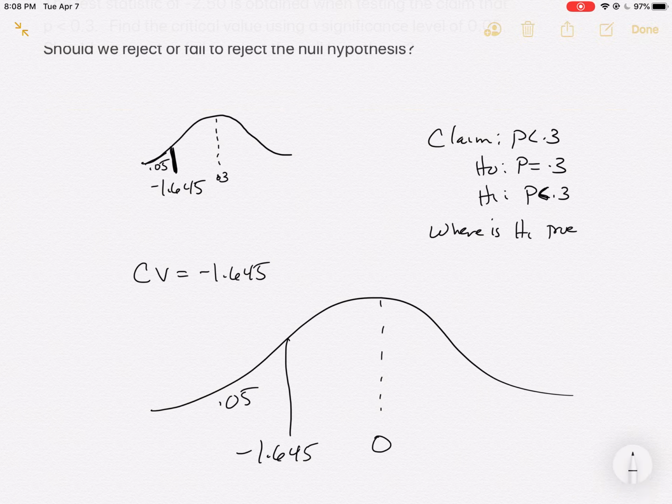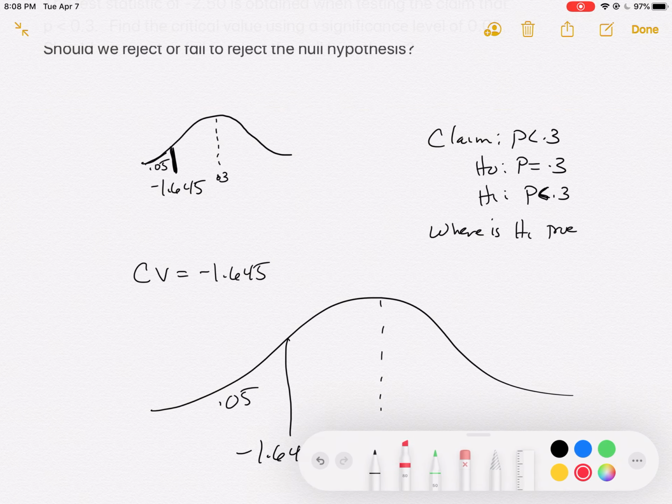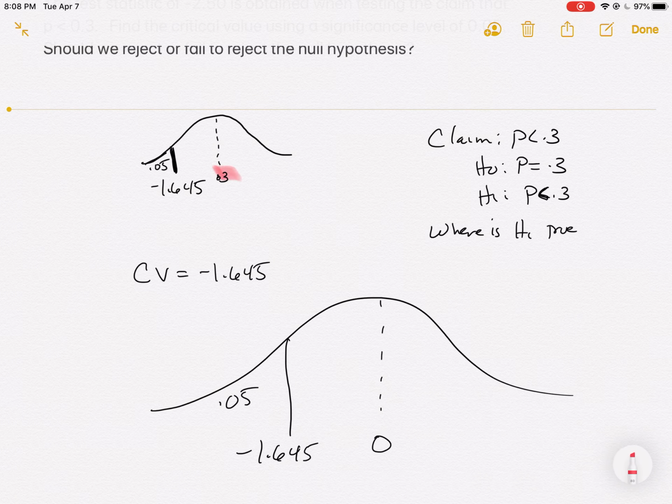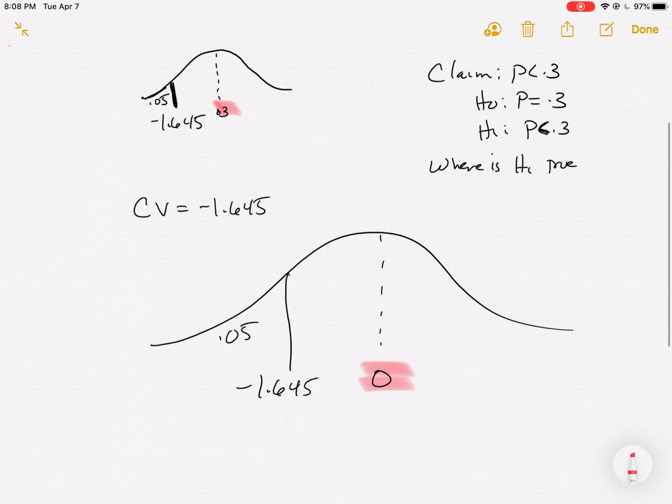Let me highlight something. Don't let this confuse you that we have a 0.3 up here and a 0 here. This 0.3 is a value in the claim. It's a percentage. This 1.645 is a z value. So as I envision that 0.3 in the center of that hump in order to decide which way to drop it on, that is just for reference. It has a z value of 0. But we're wondering, are we more than 1.645 away?